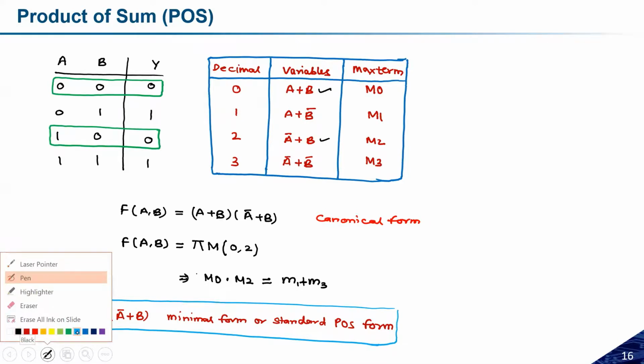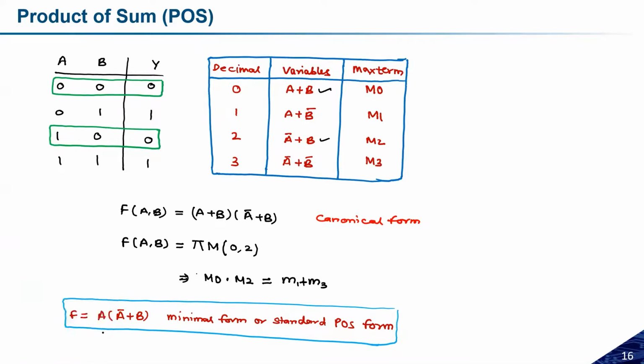Let us assume I have a function written like a plus a bar b. Suppose I have a function something like this. This function is in the standard SOP form. Now, if I have to convert this function into the canonical form, how can it be done? Let us try to do that.